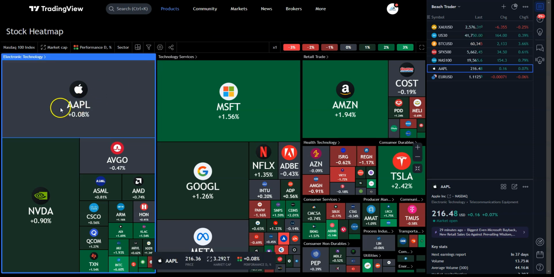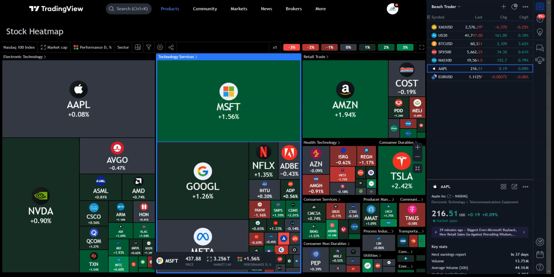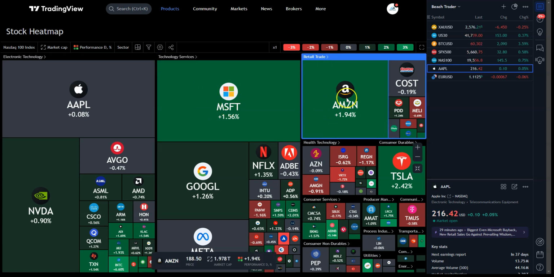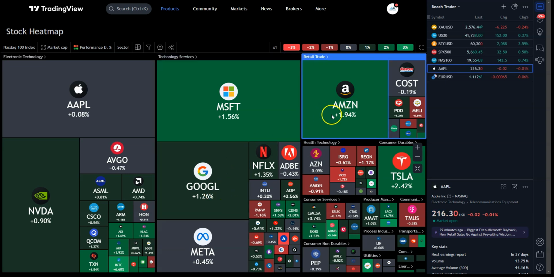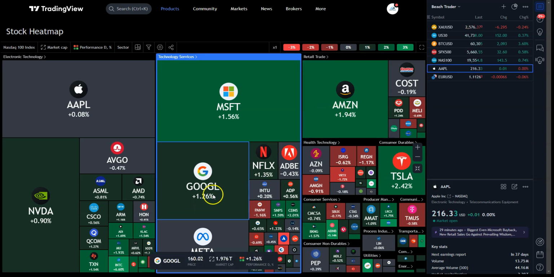So here we go. This is Apple, the biggest one out of everything, right? Microsoft is also the biggest one. Amazon, which we saw was one of the biggest ones. Google was not on the US 30, but you see how it's almost as big as Amazon, or probably a little bigger than Amazon. So you've got to watch out for Google and see what's going on.